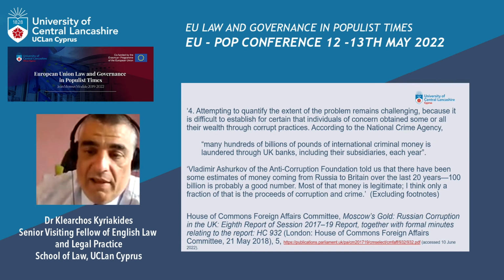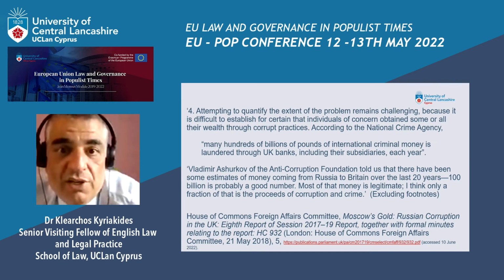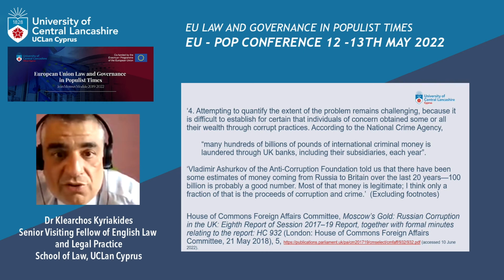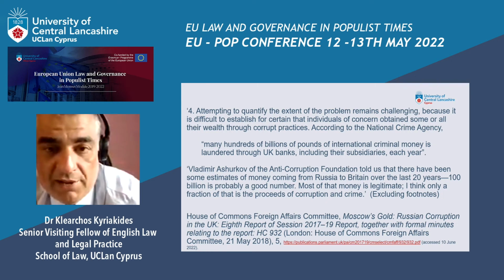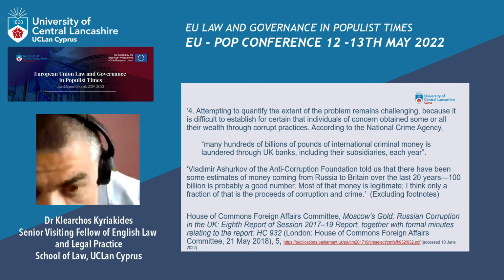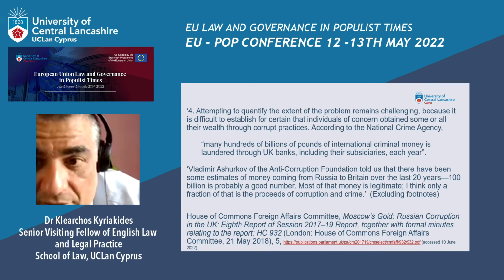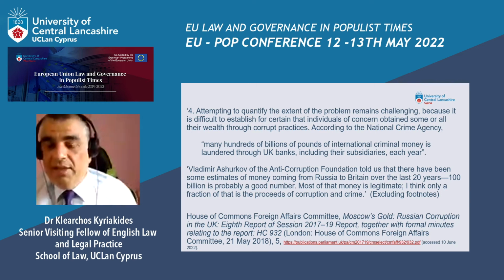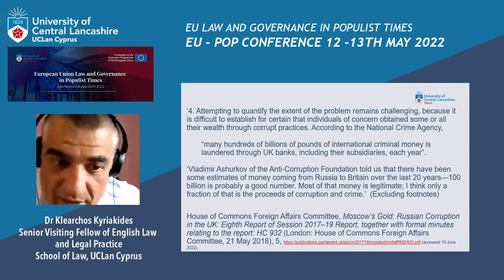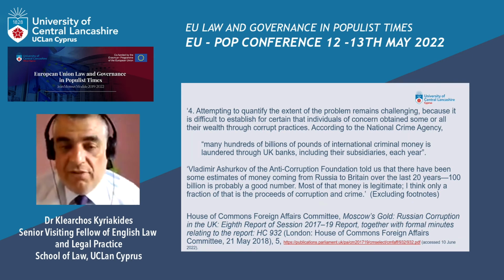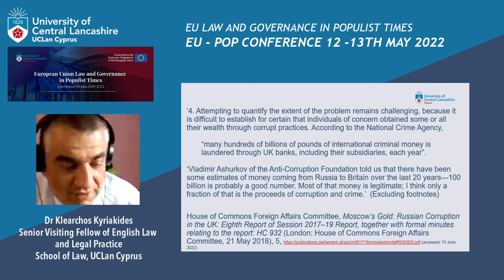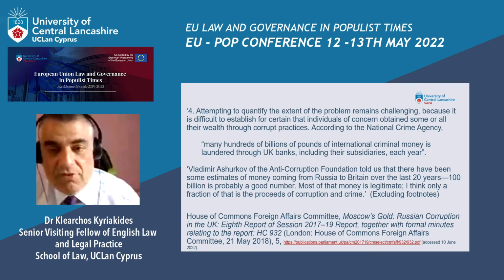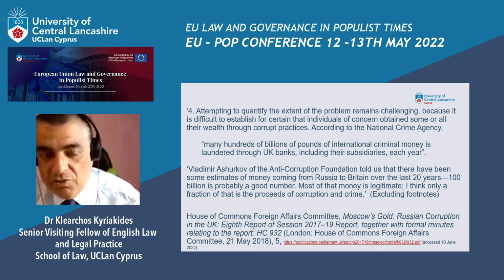I won't tire you with the details other than to draw your attention to the admission by the National Crime Agency that many hundreds of billions of pounds of international criminal money is laundered through UK banks, including their subsidiaries, each year. And that's an eye-watering sum. Much of that money, it would appear, originated in Russia, and some of it appears to have entered the UK via various routes, including the Republic of Cyprus. If this is not institutionalized or systemic corruption, I don't know what is. Andreas, do you want to come back to me on that point?